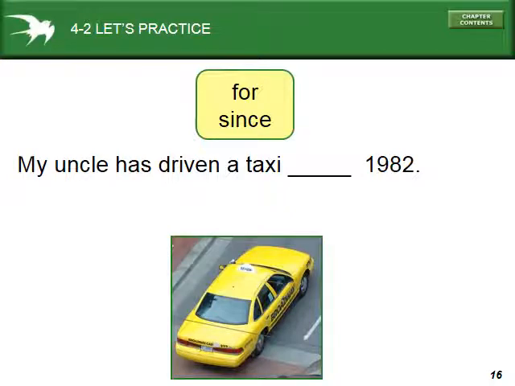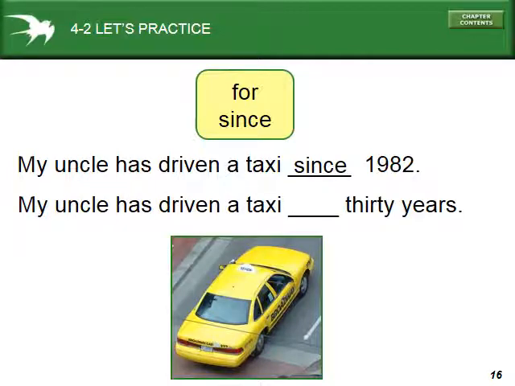What about this one? We want to look at, my uncle has driven a taxi blank 1982. So 1982, is that a specific time where we'd use since, or is it a length of time where we'd use for? Well, it's a specific time, so we should use since. And we say, my uncle has driven a taxi, and we look at 30 years. Is that a specific time when something happened, or is it an answer to the question of how long? It should be how long, so it should be for.